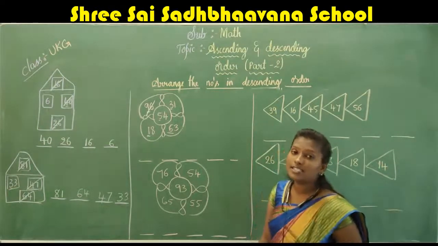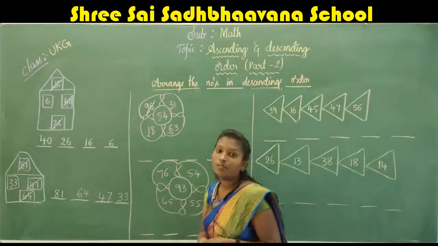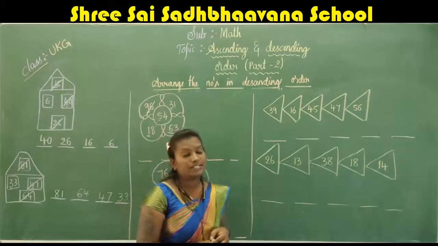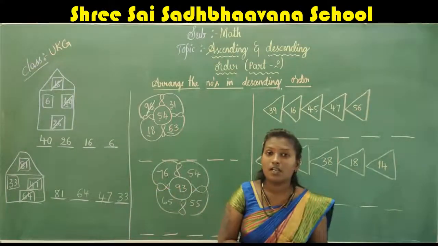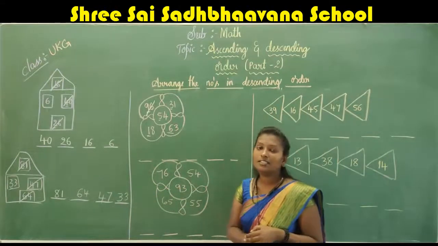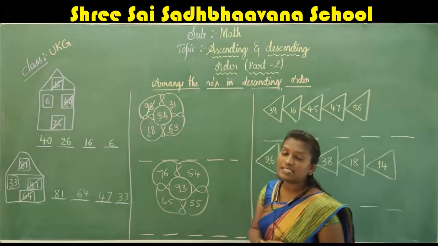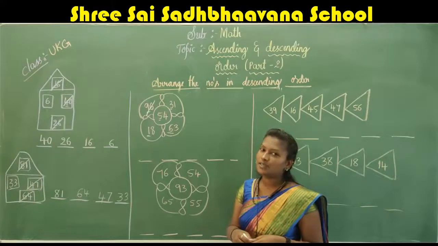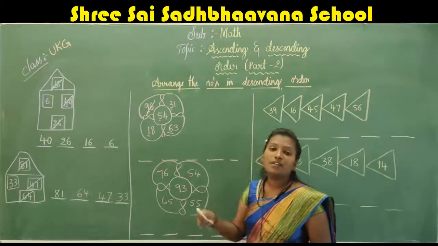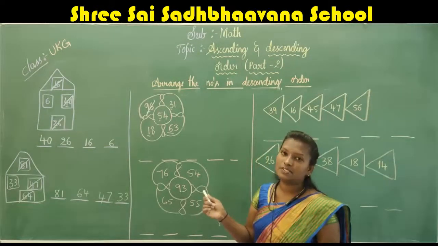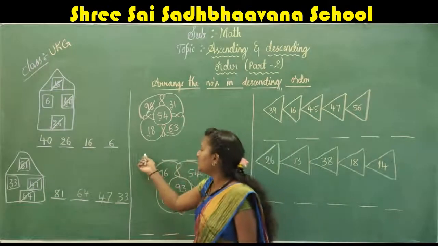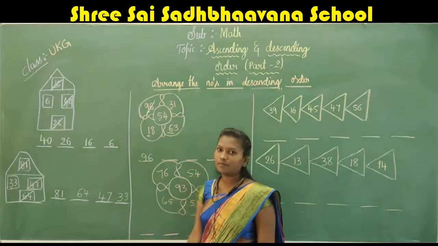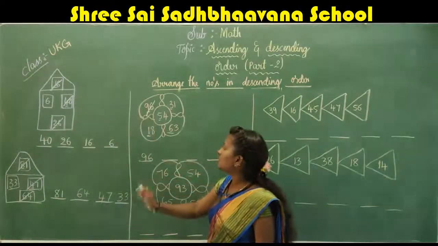Now we are solving descending order. So where do we have to write 96? Yes, the first place. Why? Because 96 is the biggest number and we are solving descending order. That's why we write number 96 in the first place. Now skip this number, children.